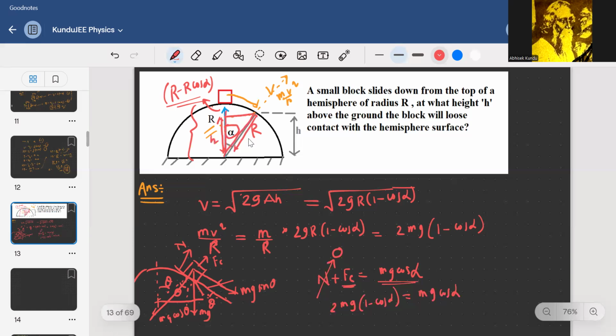h by r. So we can directly put that 2mg into 1 minus h by r is equal to mg into h by r. So mg will cancel on both sides, then 2 minus 2h by r is equal to h by r. Now 3h by r equals 2. What is the value of height? 2r by 3. That is the answer.